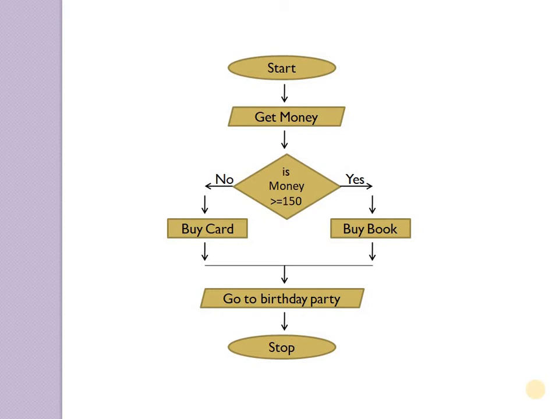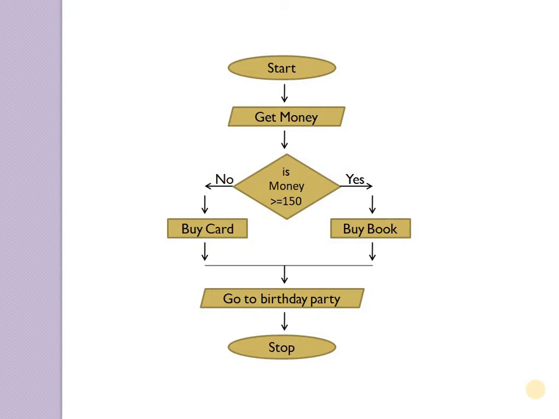This algorithm is to purchase a gift, meaning how you will decide which gift to purchase. So if the money is less than rupees 150, then you will go for a card, a birthday card or whatever card. First of all we started with the ellipse, then the arrow symbol is there to show the flow. From that start we go to the input step. This parallelogram is used for the input, and here go to the birthday party we can show as output also, and we can show it as a process also.